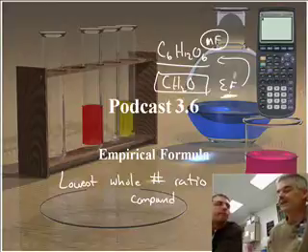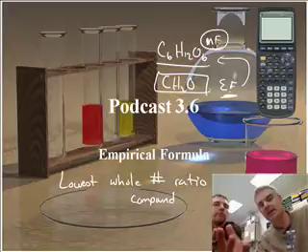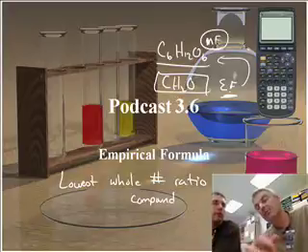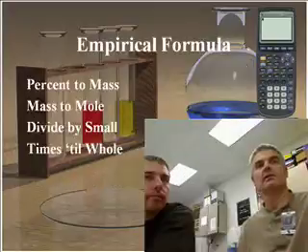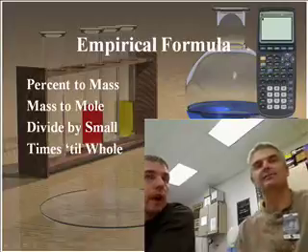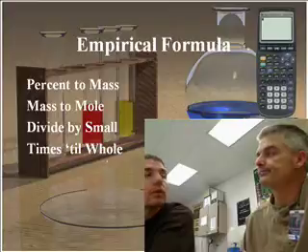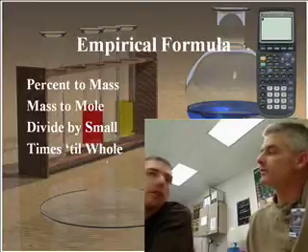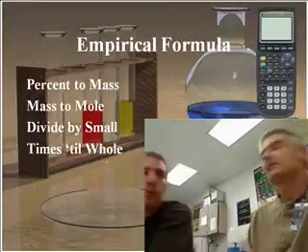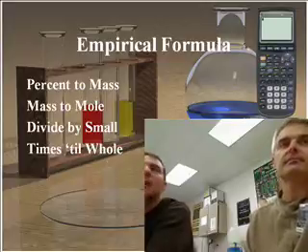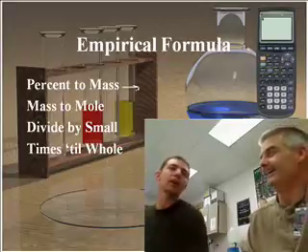It's basically taking that percent composition thing that we did last time and going the other direction, going backwards. So it's kind of a cool little mnemonic, Mr. Sams. Percent to mass, mass to mole, divide by small, times to whole. That kind of rhymes. It's on a poster on our walls. If you ever forget, you can look at it.